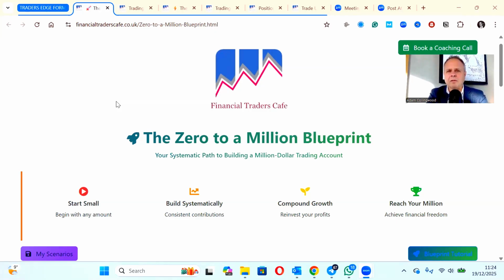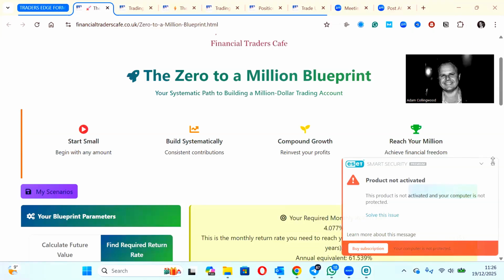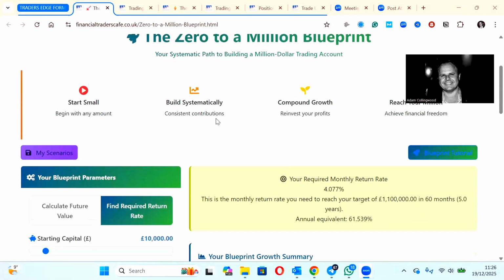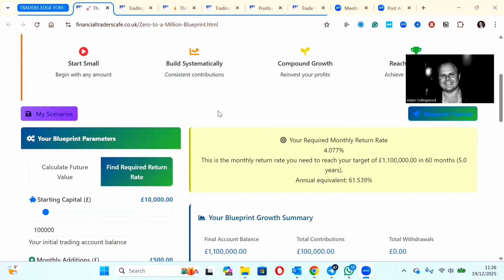Where is it you want to be in the future? Where are you right now? And this is how we actually bridge the gap. So this is the starting place before you even get into the numbers or even your strategy. Okay, so the 0 to a million blueprint. What you do is start with the amount that you have available to trade with, and we work from there.